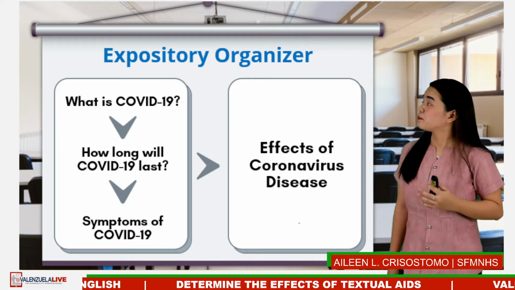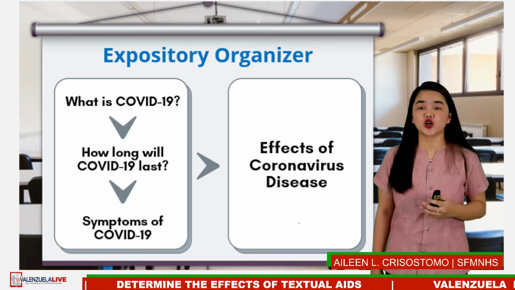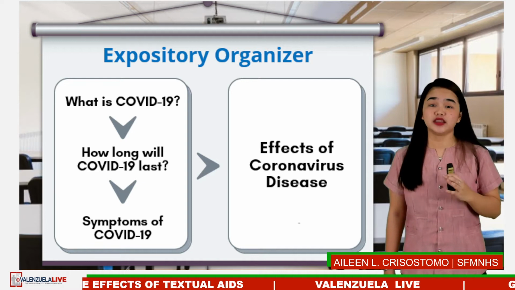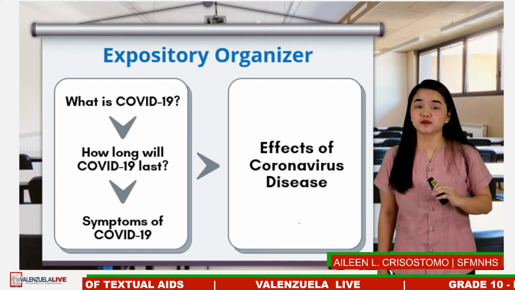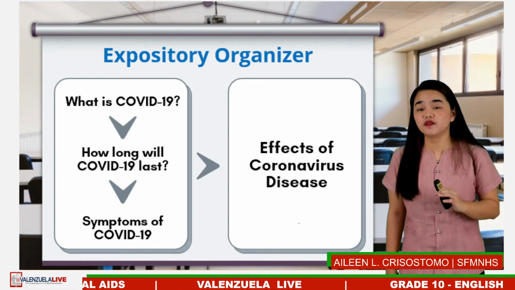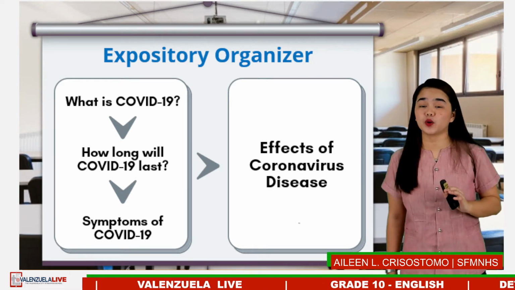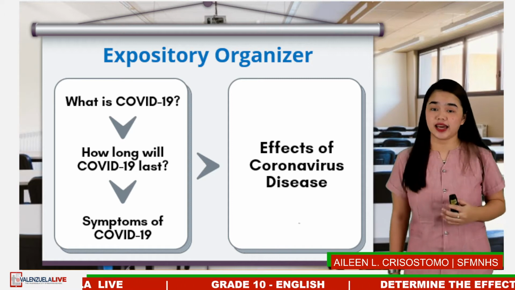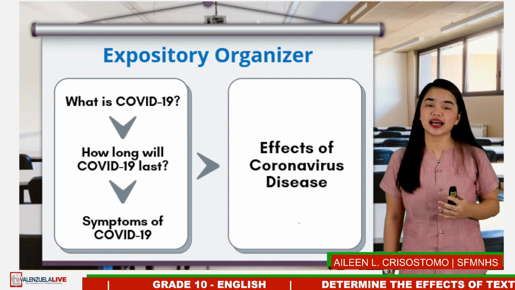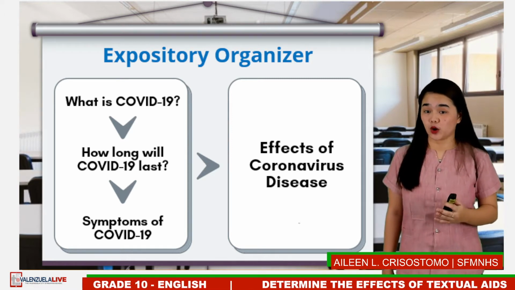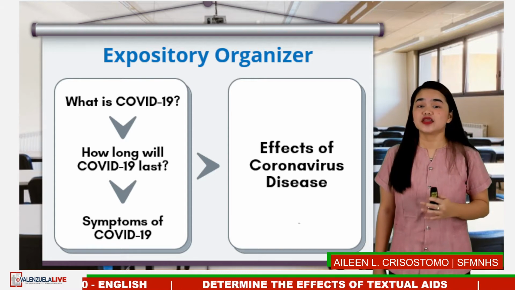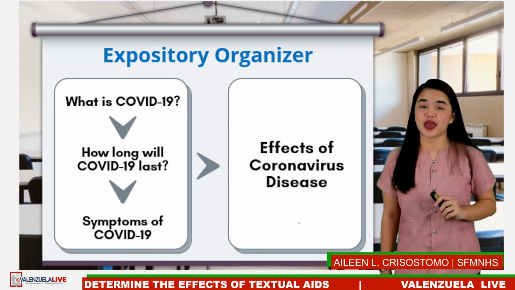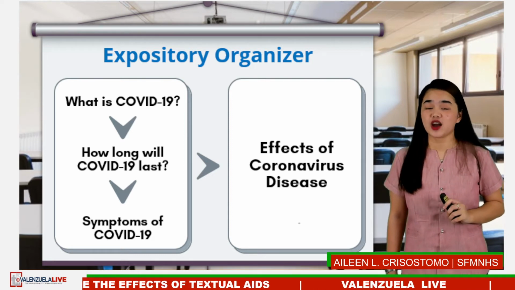Example: prior to presenting information on how coronavirus disease affects different people in different ways, an advanced expository organizer would first briefly describe what coronavirus disease is. It may explain what COVID-19 is, how long it will last, and what its symptoms are. Through this, the students will be able to connect what they already knew about the said topic to what will be discussed by the teacher.